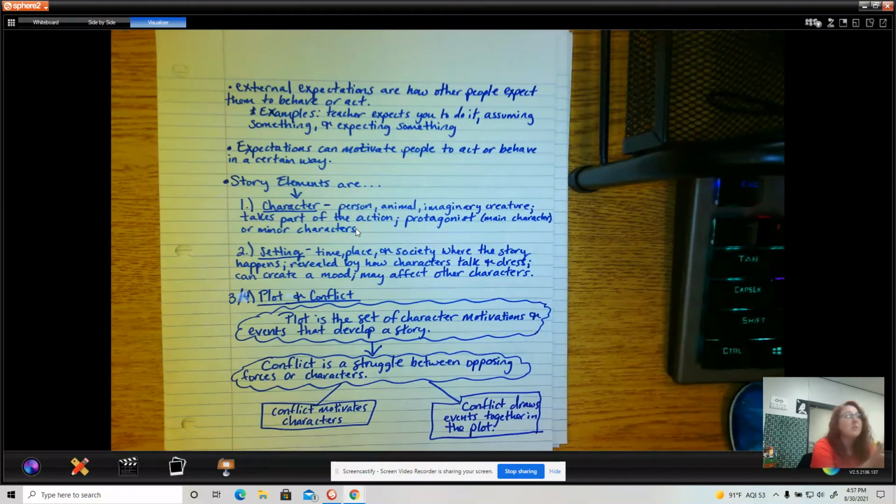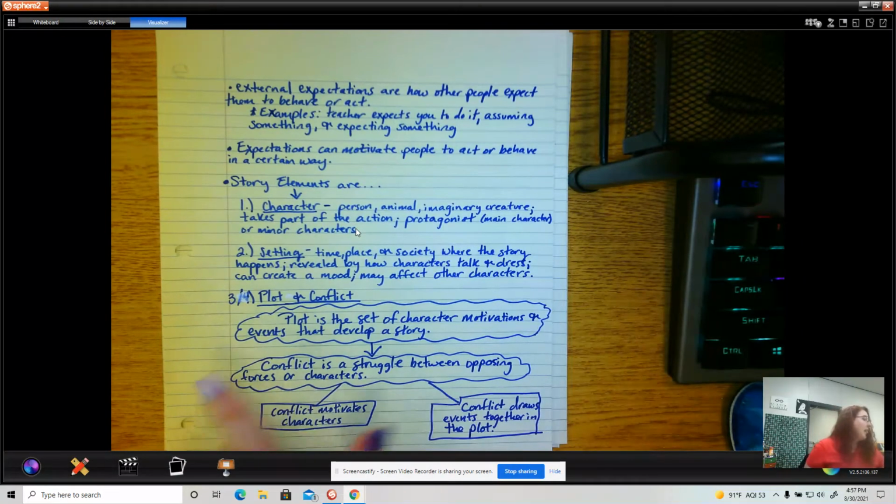Then you have setting. So setting is your time, place, and society where the story happens. It's revealed by how your characters interact with it. They either talk or dress towards their setting. A setting can create a mood in your story, and then settings may affect other characters as well.